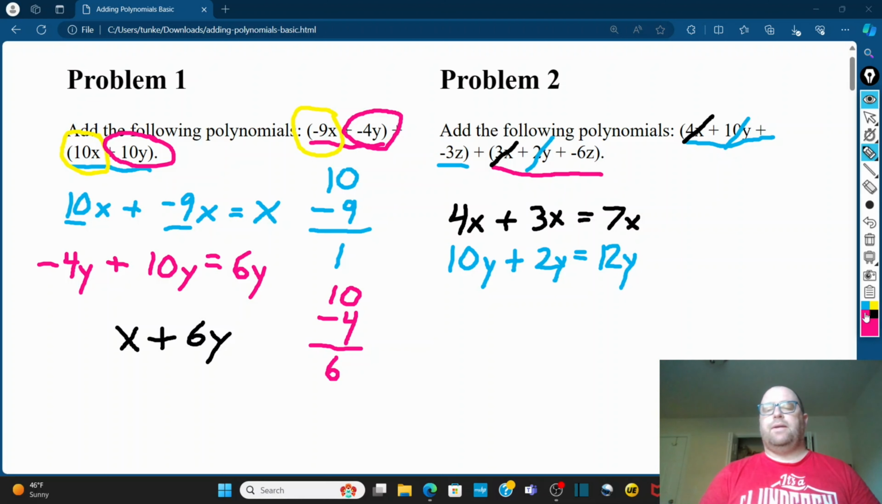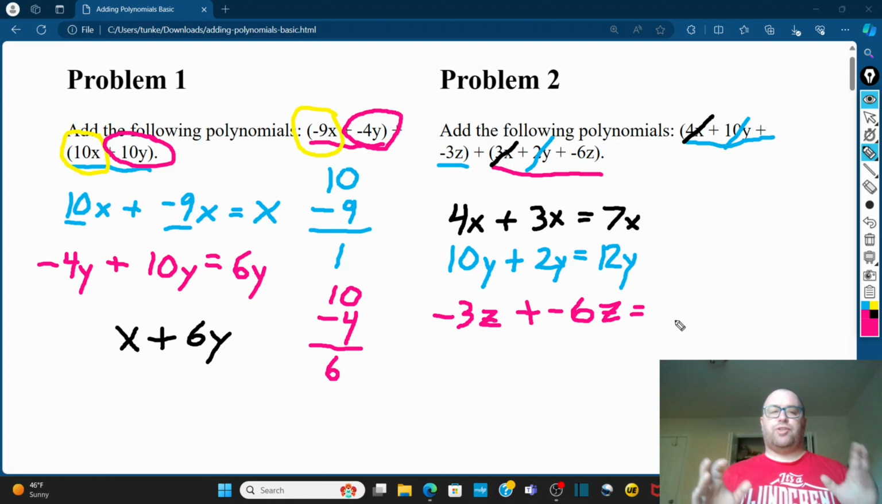And then we've got a negative 3z plus negative 6z. I like to put a little thing in between my z's here. Okay, so that's two negative numbers we're adding. So we're adding two negative numbers. Just add the numbers and keep it negative. So that's going to be negative 9z.